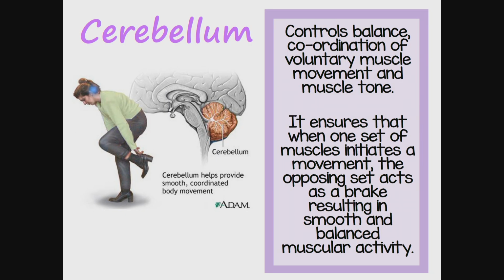The cerebellum, at the back of the brain, controls balance, coordination of voluntary muscle movement, and muscle tone. It ensures that when one set of muscles initiates a movement, the opposing set acts as a brake, resulting in smooth and balanced muscular activity. The cerebellum works with the frontal lobe to control skeletal muscles.